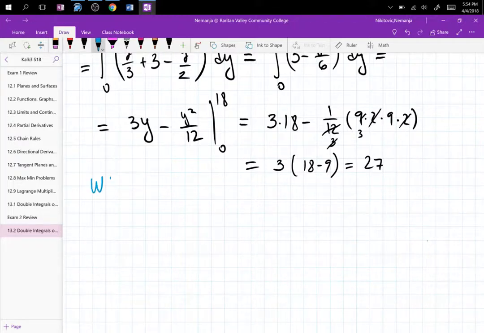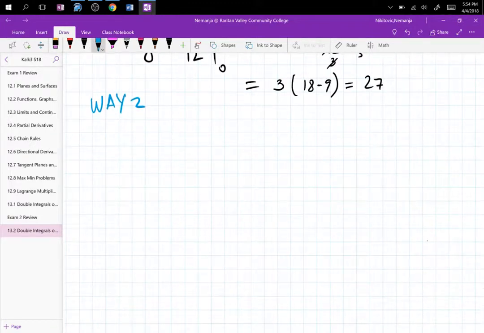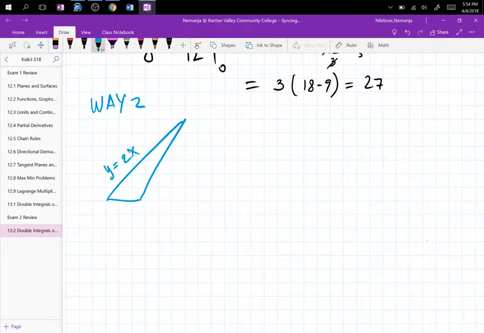So way 2 on the same problem is going to be setting it up. I'm just going to draw the shape and say this is y equals 2x. This was y equals something, 3x minus 9. And this over here was 9, 18. And this was a 0. I need this value here. So that's when the y is equal to 0. So that better be 3.